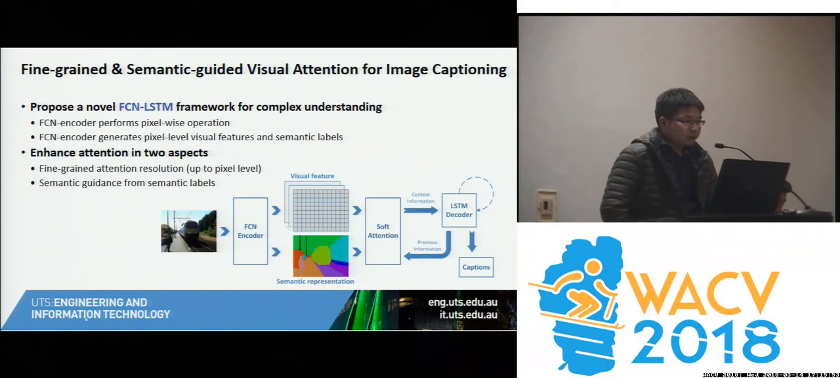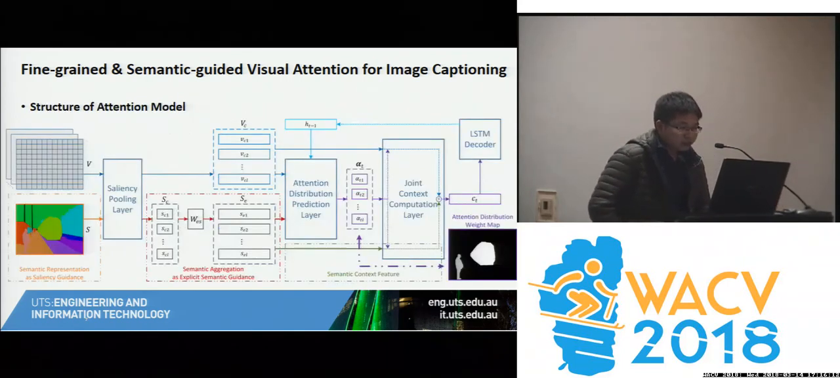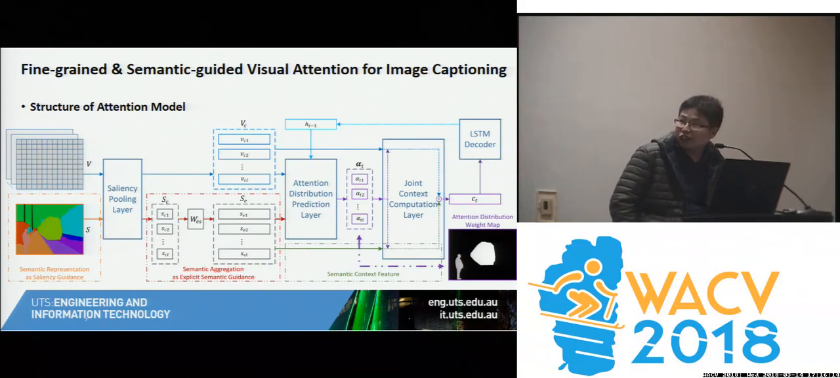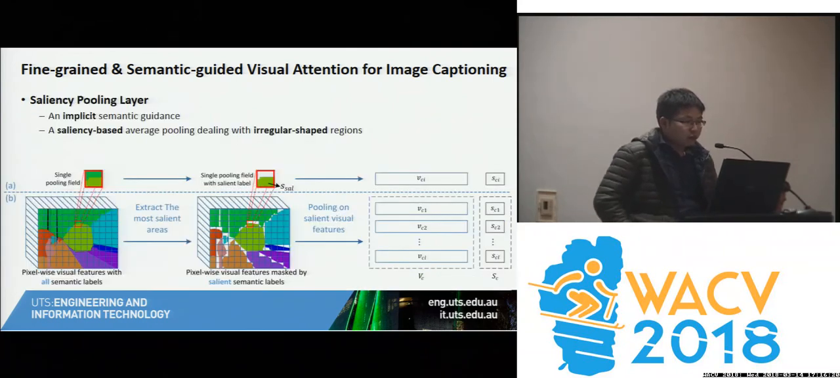So here is our framework. The first thing is that we replace the CNN with an FCN network for segmentation. Then we can use the segmentation result to get the semantic labels and the semantic features. We feed these labels and features into a soft attention model to generate the final sentence. The structure here is maybe too complicated, so you can come to our poster and I will explain it for you.